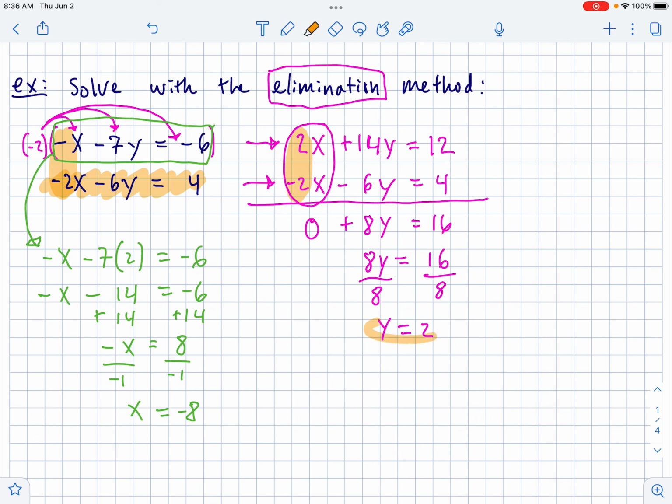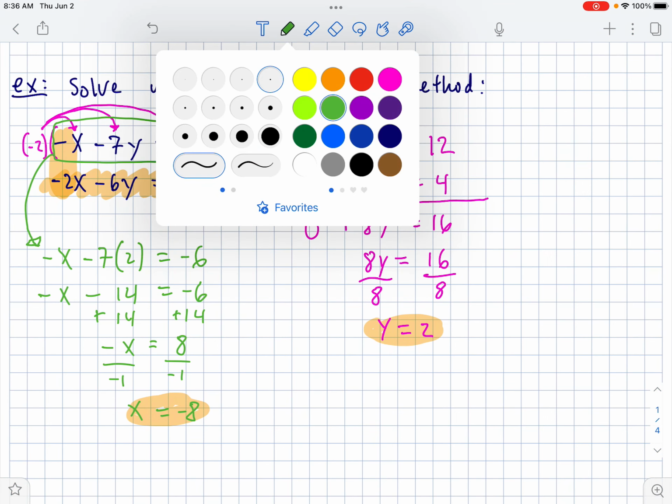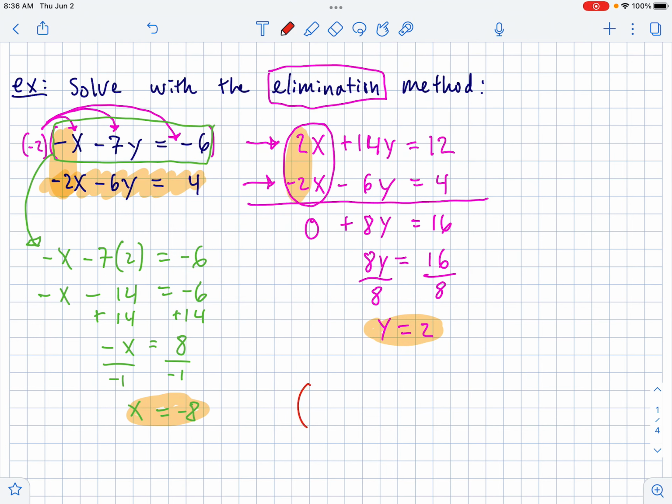Now, you guys, these two things are our answer. x is -8 and y is 2. But that's an x and a y on a graph, which means that your final answer is going to be a coordinate, (-8, 2). And that is the answer to the system. That's the elimination method.